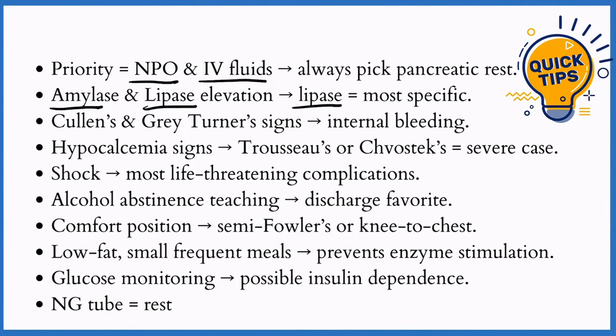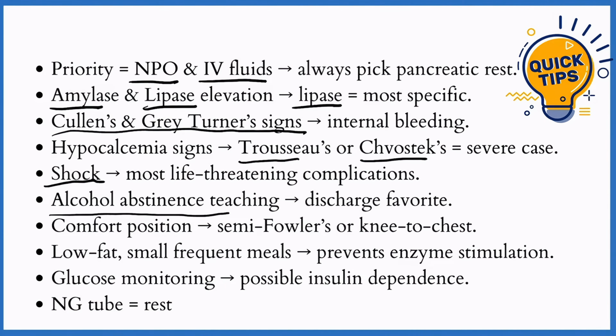The Cullen and the Grey Turner sign, as I just mentioned, shows that the patient may be bleeding internally, okay? And then, that's why I talked about calcium. Look at calcium because in pancreatitis, the patient will have hypocalcemia. And the signs that you can see, maybe your exams will not mention hypocalcemia, but maybe you will see Trousseau sign and Chvostek sign. That's pointing you towards what? Hypocalcemia. Then shock, monitor for shock.